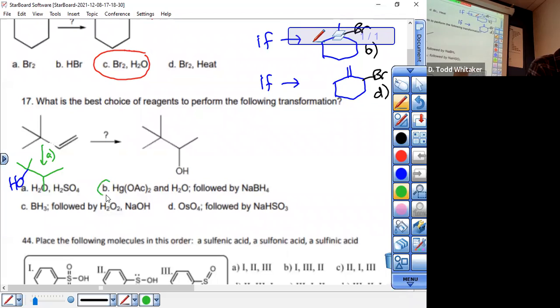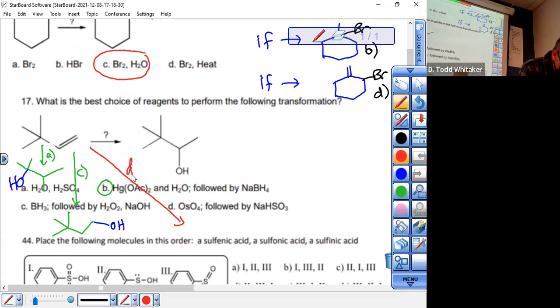B gives what's pictured because mercury suppresses rearrangement. Yes, some of the things weren't mentioned in class, but there's this thing called a textbook where they are. And yes, mercury suppresses rearrangement. And then BH3, H2O. So C would give a different result, which is not the result pictured. No rearrangement here either, but you get the anti-Markovnikov alcohol. And D doesn't give anything remotely like the result we are looking for.